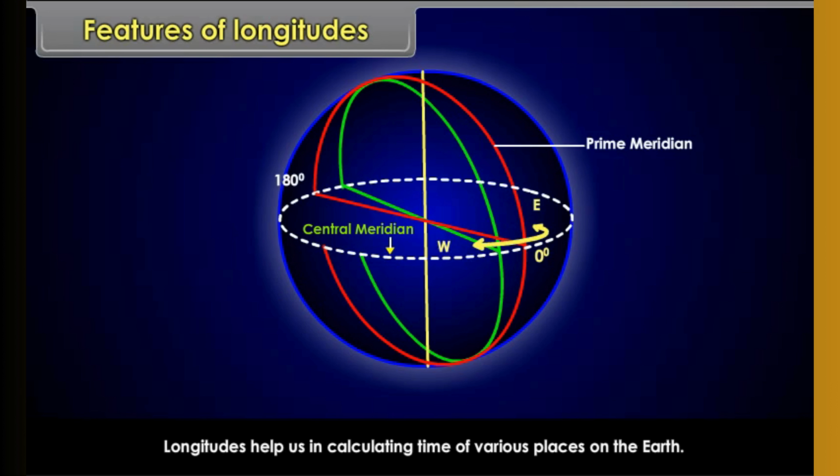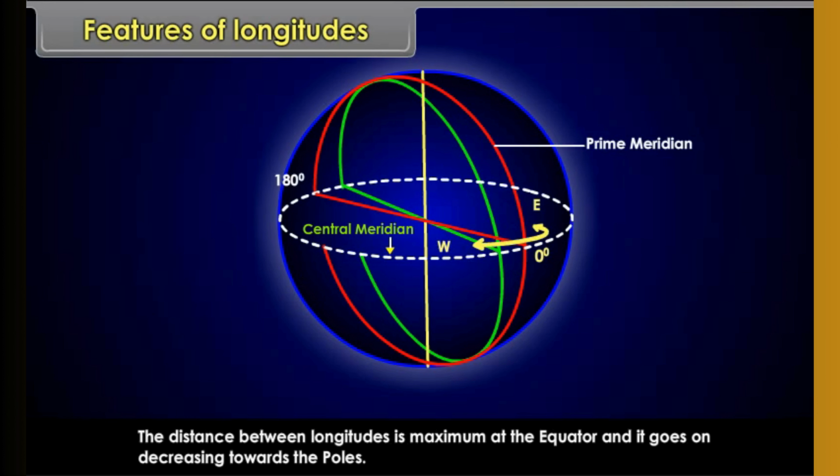Longitudes help us in calculating time of various places on the Earth. The distance between longitudes is maximum at the equator and it goes on decreasing towards the poles.